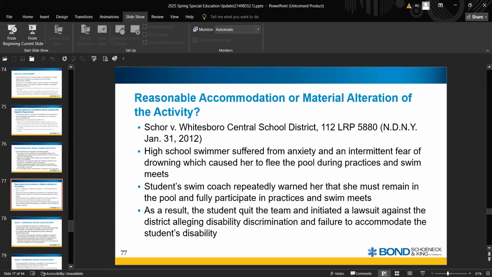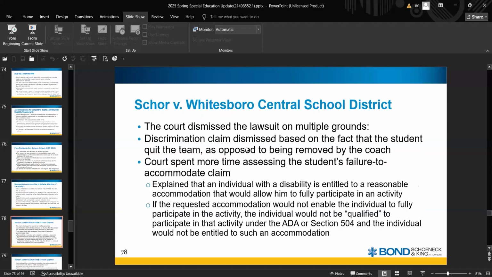And the student had such fear of anxiety from going in a pool that she missed practices and she missed swim meets. And ultimately, she quit the team because the coach was saying, look, you really need to be in the pool. You need to be practicing. So this went to a federal lawsuit and the case was dismissed. But ultimately, it gets down to failure to accommodate. Did the district do something wrong here? Should they have accommodated the student's disability? The answer was no.